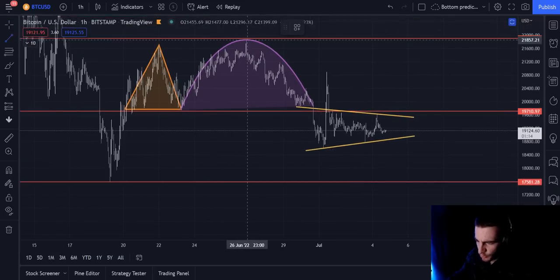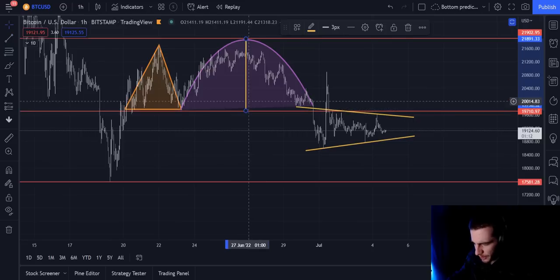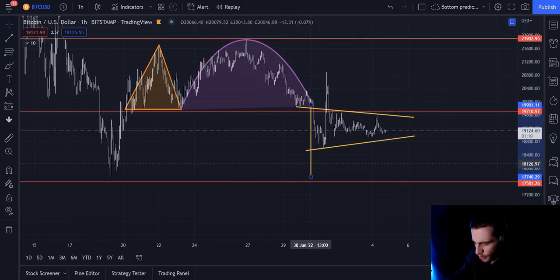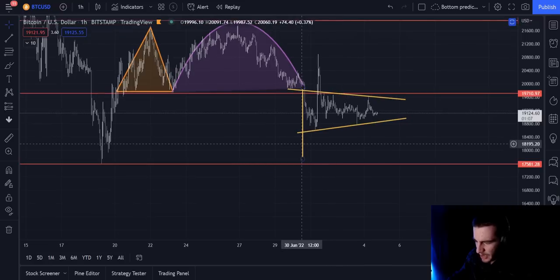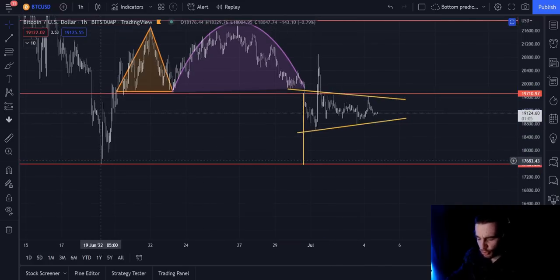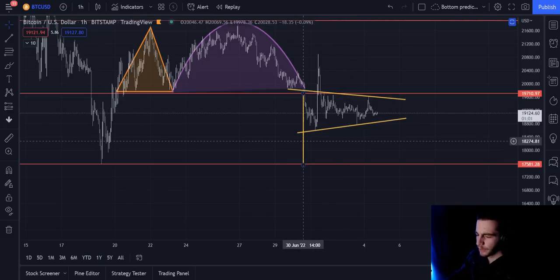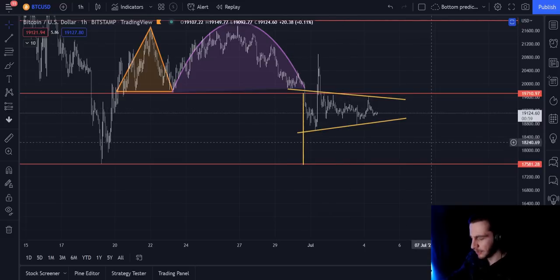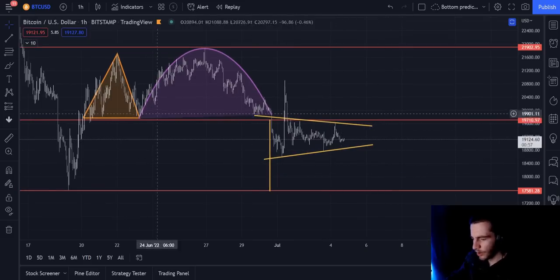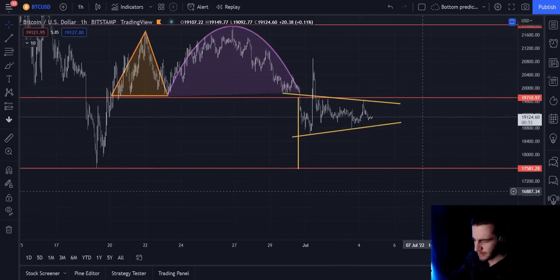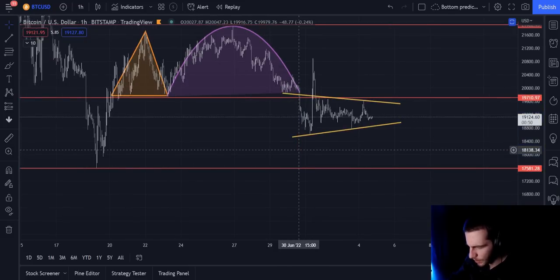So if we're taking a measured move from the top to the bottom to the neckline and applying it to a breakout zone of the neckline, we'd actually be targeting the low that we reached here on June 19th, which is 17.5K. So this pennant really does tell us where Bitcoin's going to go. As soon as we see a breakout from this pennant, we're essentially going to be going straight up to 21.9K, or we're going to be going straight down to 17.5K. There's really no in between.